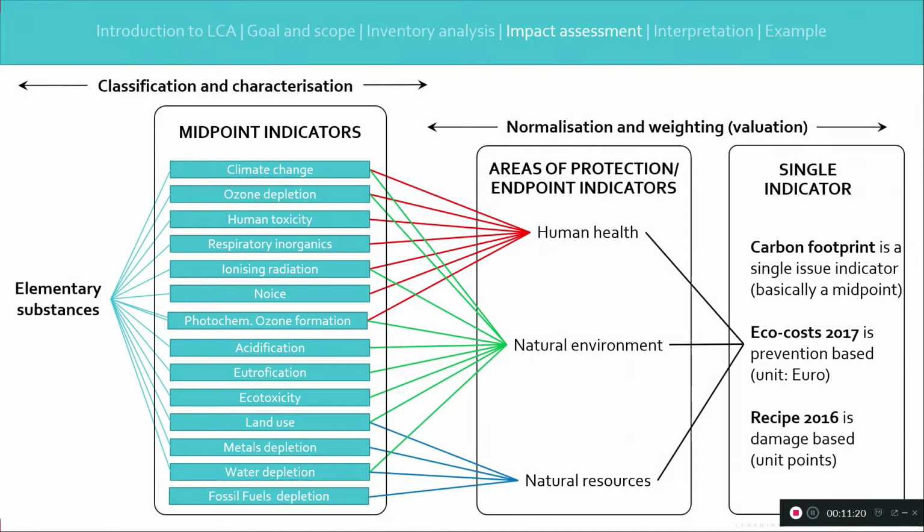In monetized systems like eco-costs, it works a bit different. Each midpoint has its own marginal prevention costs. Once all midpoint indicators are converted to euros, they can be added up to an endpoint and from there to a single indicator. ISO 14008 defines the requirements of monetization of midpoints.